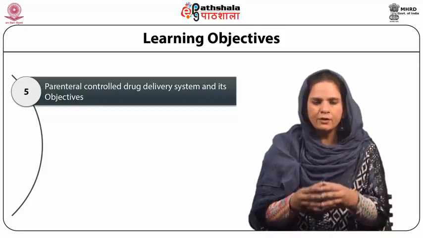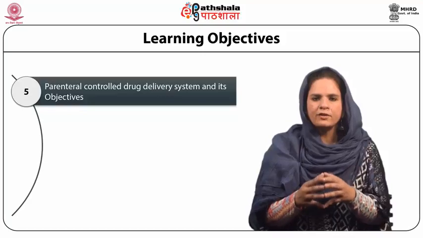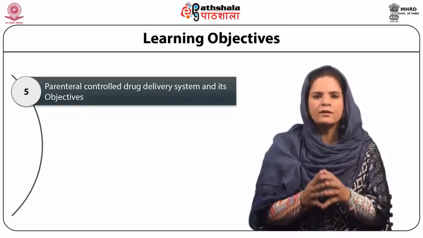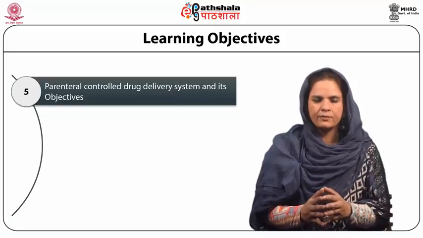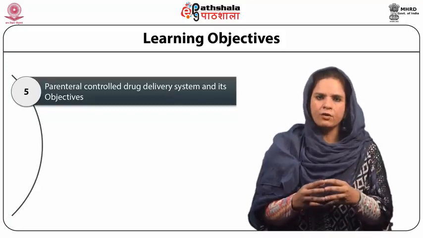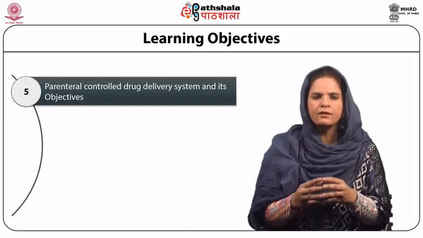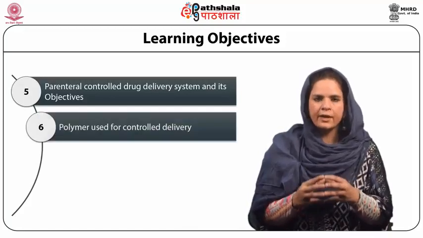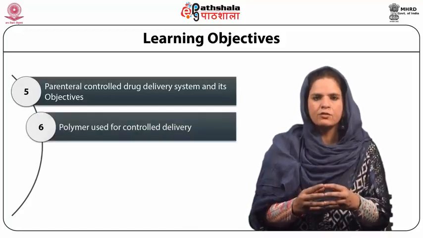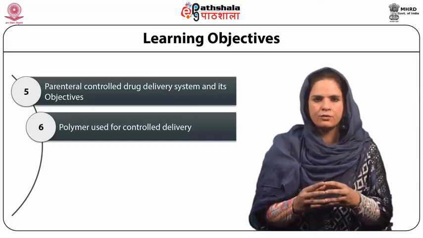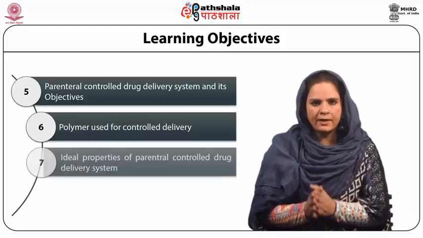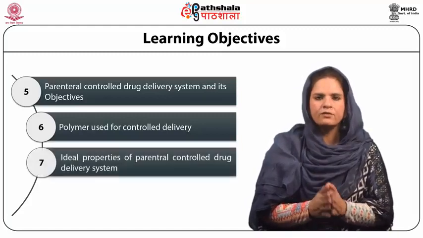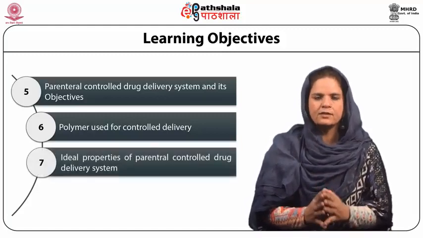After we are able to understand the demerits, we will try to find out what are the objectives of the parenteral controlled drug delivery. The next section of the module would also focus on the various polymers which enable us to make the controlled delivery possible through this route. We will also spend time on finding out the various ideal properties of the parenteral controlled drug delivery systems as such.